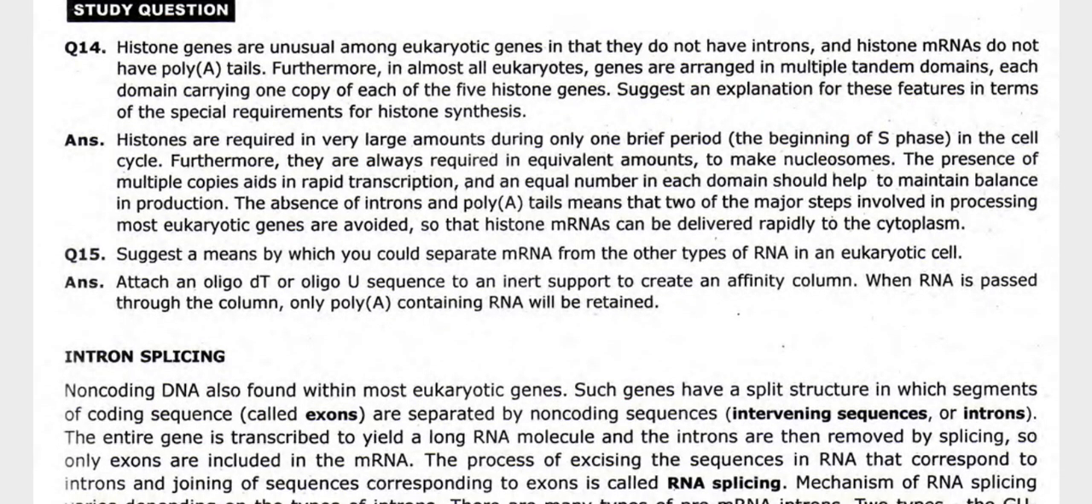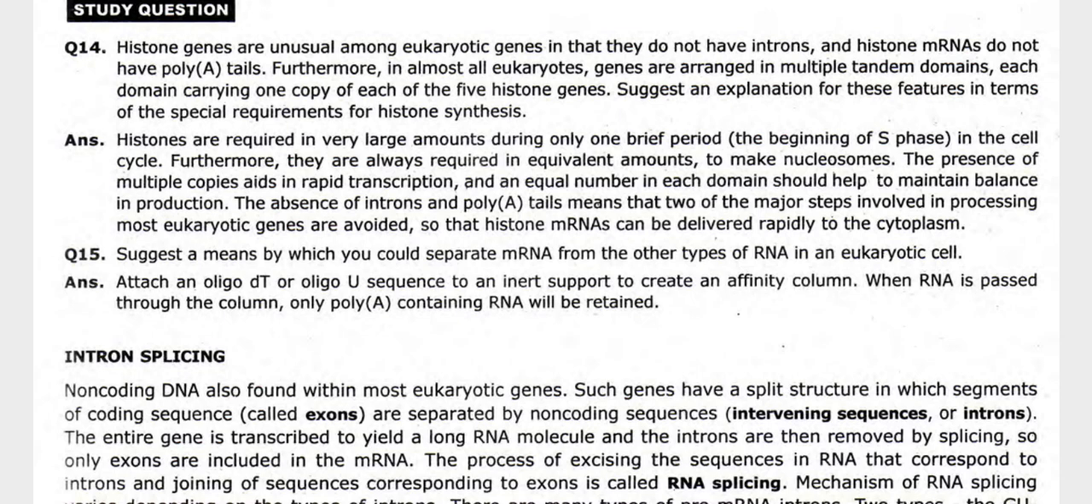So histone genes are unusual among eukaryotic genes in that they do not have introns, and histone mRNAs do not have poly A tails. Furthermore, in almost all eukaryotes, genes are arranged in multiple tandem domains, each domain carrying one copy of each of the 5 histone genes. So just an explanation for this feature in terms of the special requirement for histone synthesis.